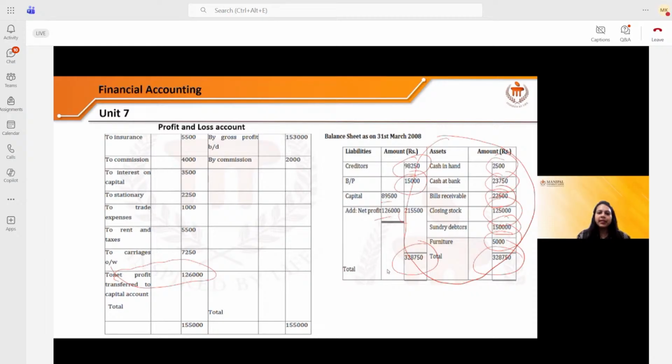I will put debit, credit, transaction according to the format. Just learn the format, then you will be able to understand. And practice is important. Okay.